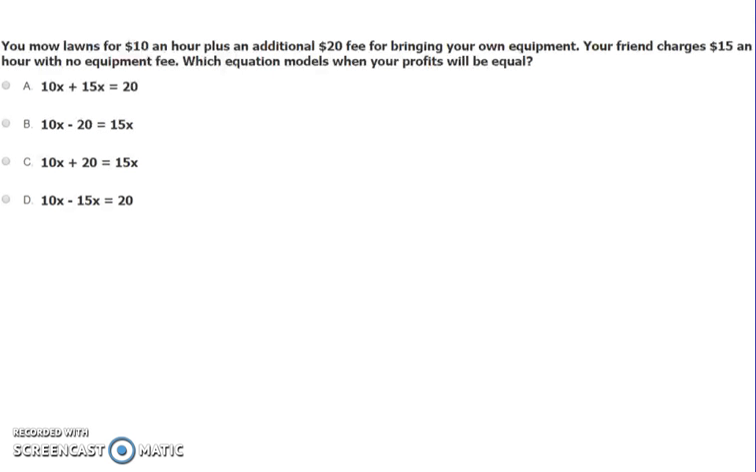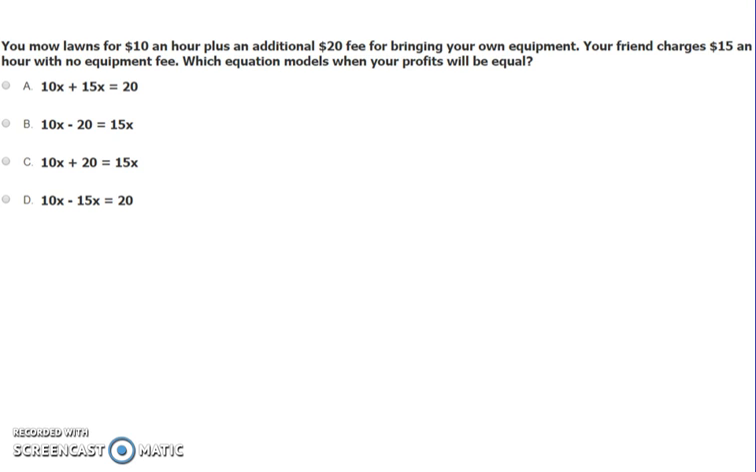Now, if we look, the big thing with practical problems is we need to be able to decipher the problem and translate what's given to us. So, here it says you mow lawns for $10 an hour plus an additional $20 fee for bringing your own equipment. Your friend charges $15 an hour with no equipment fee. Which equation models when your profits will be equal?